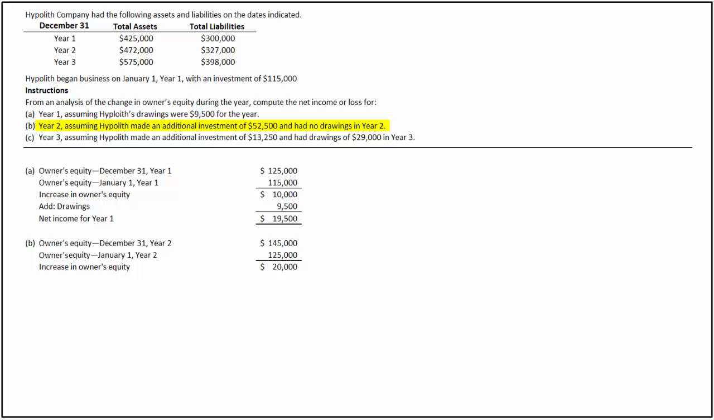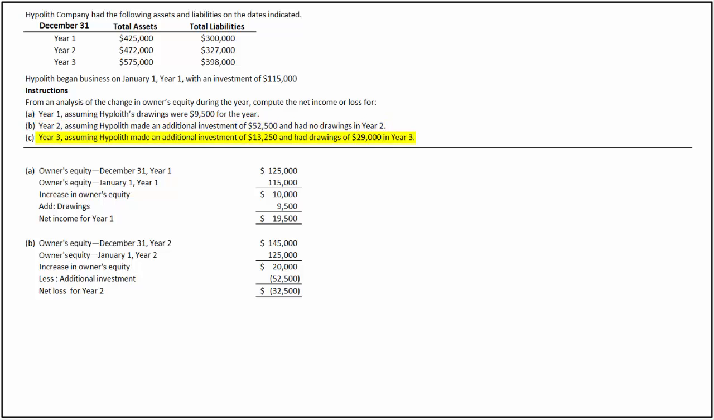Recall that the two components that increase owner's equity are additional investment and net income. In this case, as the increase in owner's equity is less than the additional investment made during the year, the company incurs a loss in year 2. Thus, net loss for year 2 can be determined by deducting $52,500 from $20,000, which is $32,500.